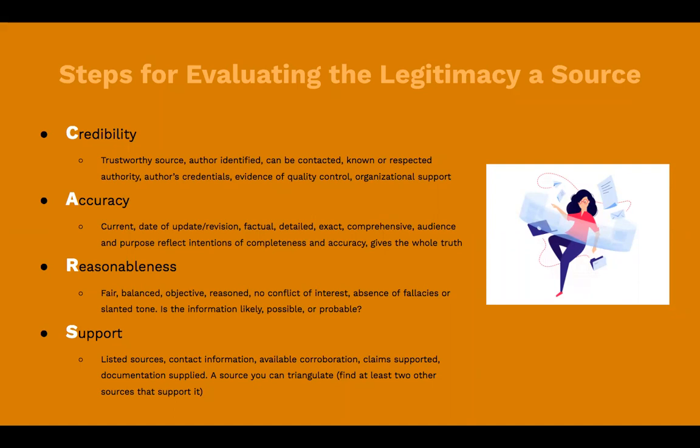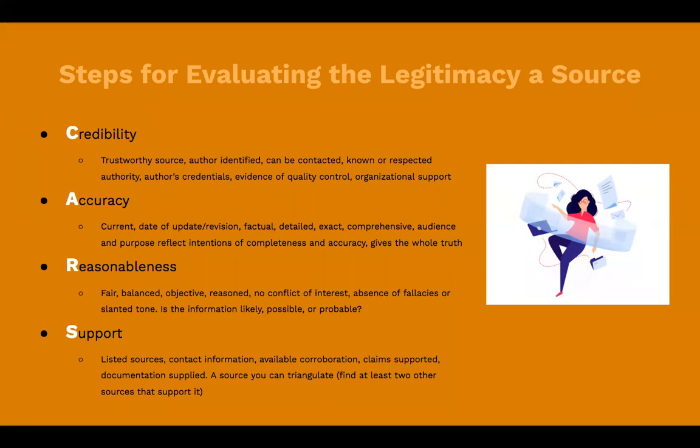Reasonableness is going to relate to fair, balanced, objective, reasoned, no conflict of interest, absence of fallacies or slanted tone, is the information likely, possible, or probable. And finally, support is going to relate to listed sources, contact information, available corroboration, claims supported, and documentation supplied. A source that you can triangulate, find at least 2 other sources that support it.